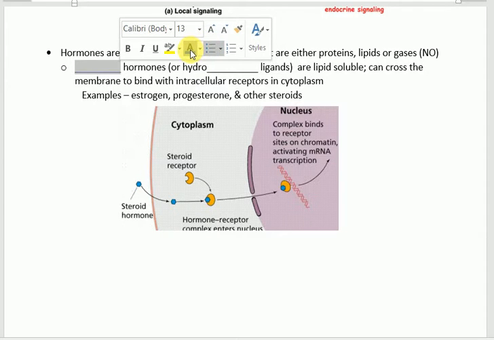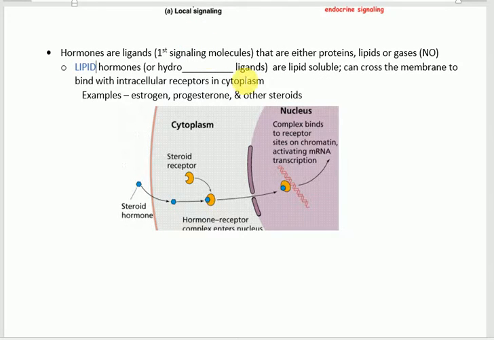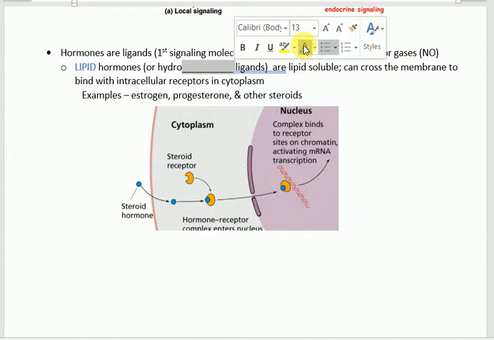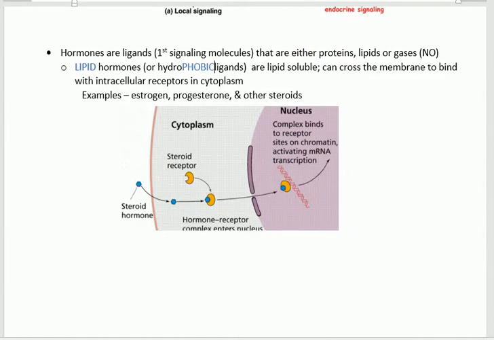So lipid hormones, or also called hydrophobic ligand, are lipid soluble. They can cross the membrane to bind with intracellular receptors in the cytoplasm. So for example, we've got estrogen, progesterone, and other steroids that we can use this with.